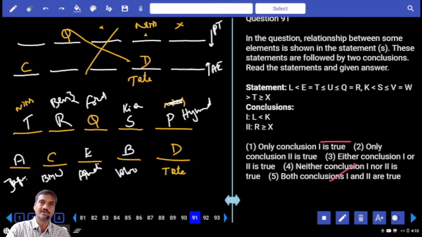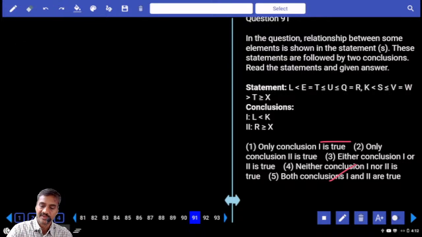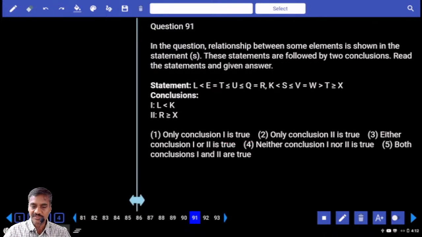The next one, 91 onwards, it is based on inequalities. Now in this inequality, L and K. L is here, K is here. Which element is common? T is common. L lesser than T, and at the same time K to T. What happens here? The symbols are opposite, hence the first conclusion cannot be drawn.